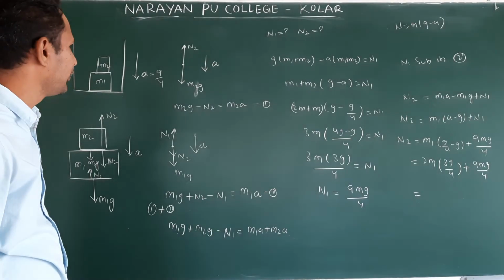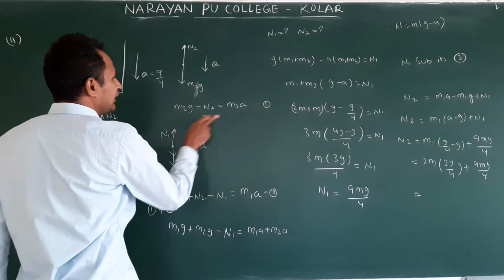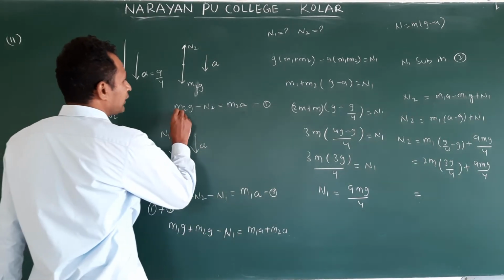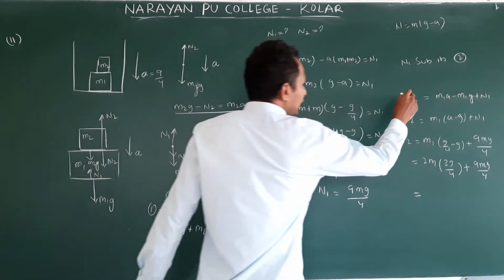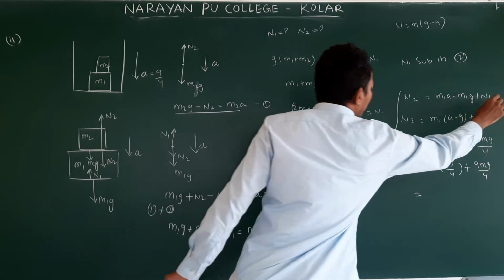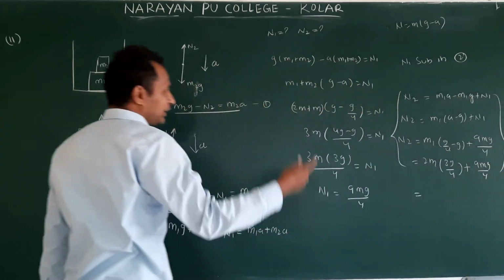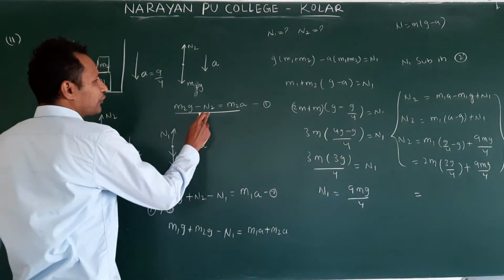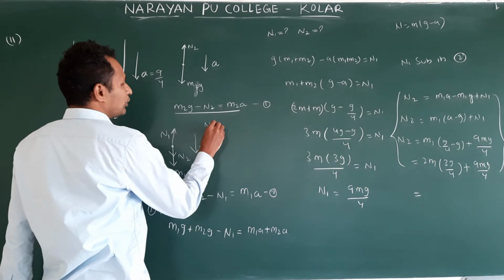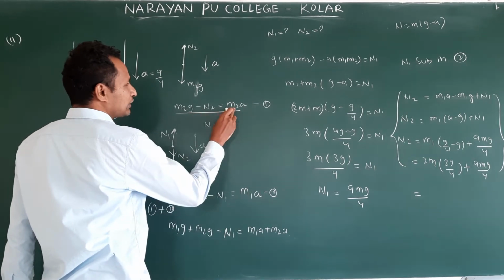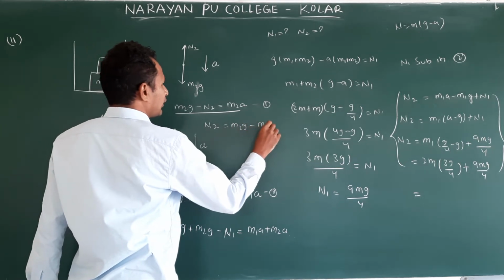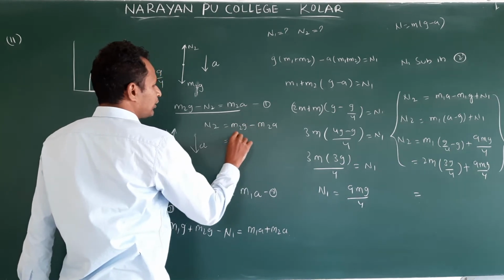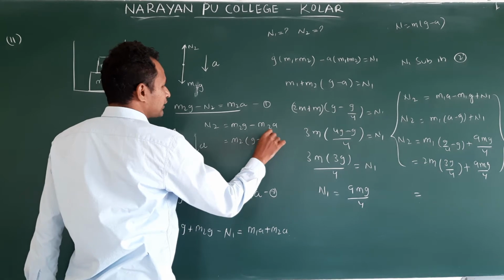Or that is a lengthy method, or we can substitute directly here. We are interested to find N2, right? I followed a long method. This is not required, lengthy method. We can find out directly here. N2, if you make it subject, that goes this side, this comes this side. M2G minus M2A. What is common? M2 common. G minus A.